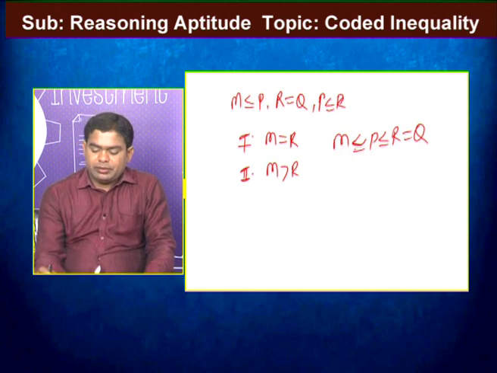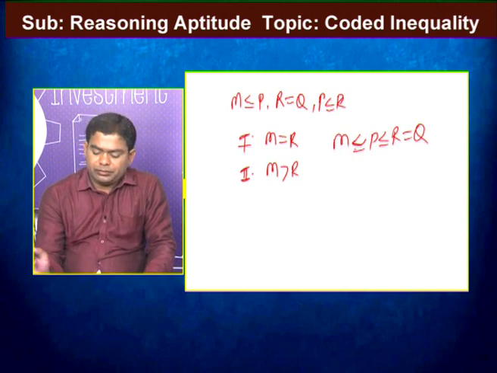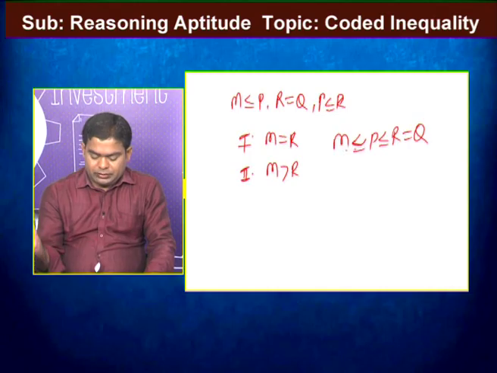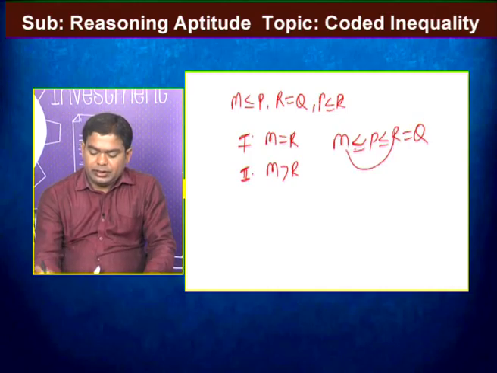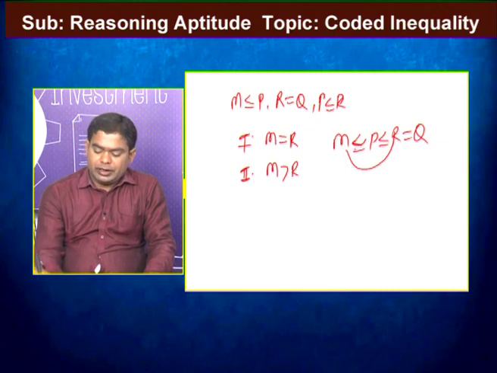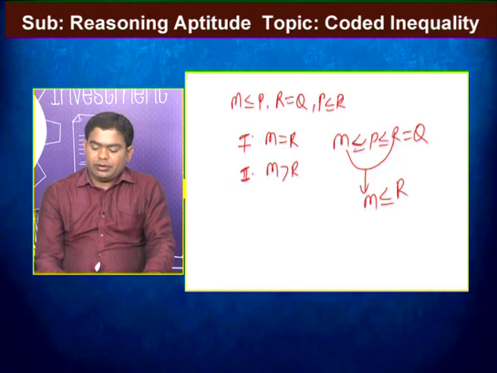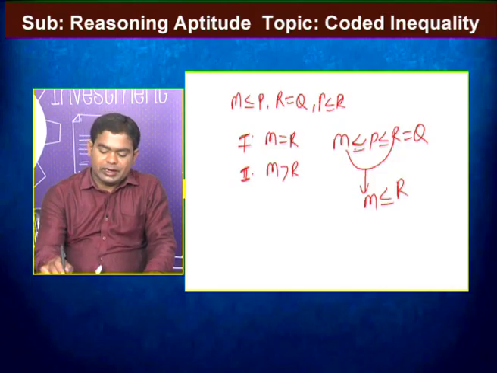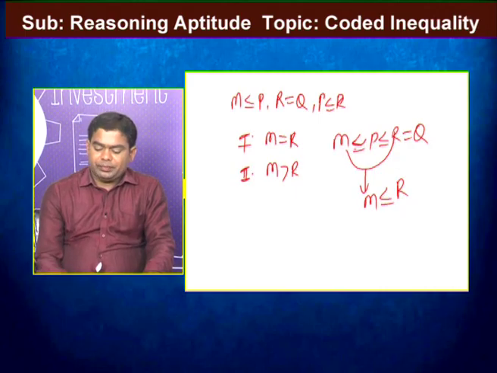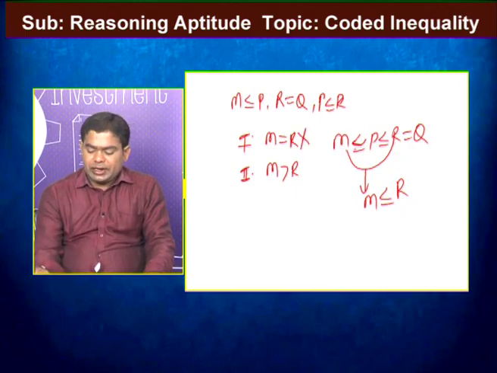In this combined statement we verify the relation between M and R. So here M is there, R is there, and in between M and R we get M less than or equal to R, but here M equal to R is there, M greater than or equal to R is there. That means indirectly M equal to R is not there. We only get M less than or equal to R.